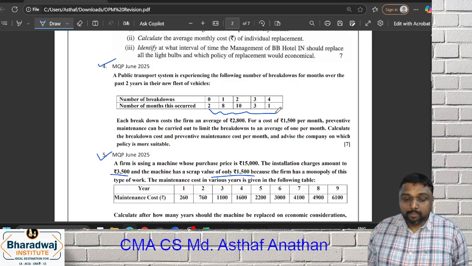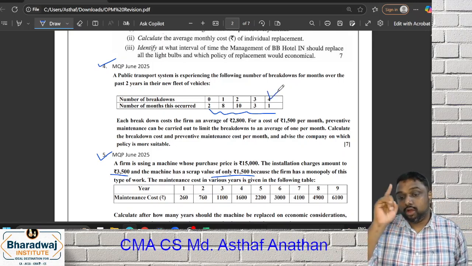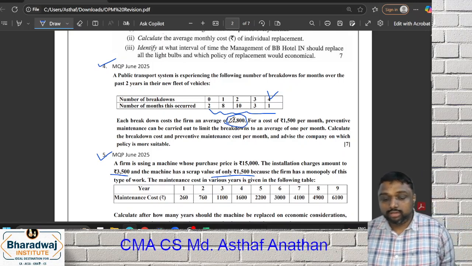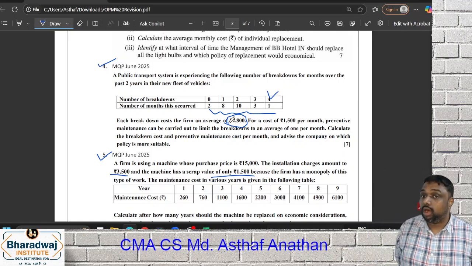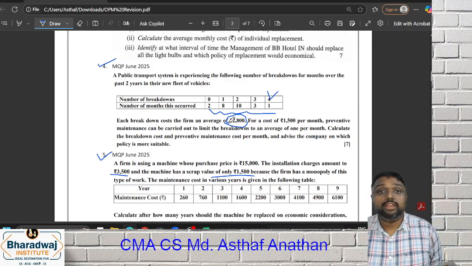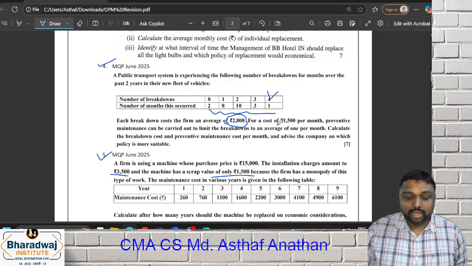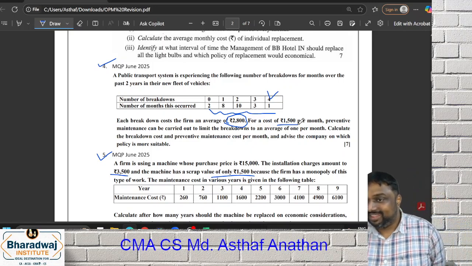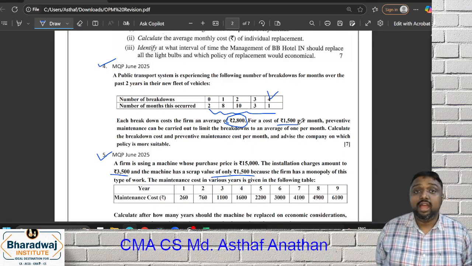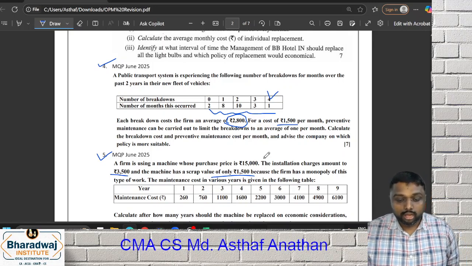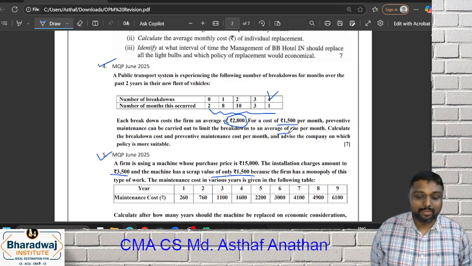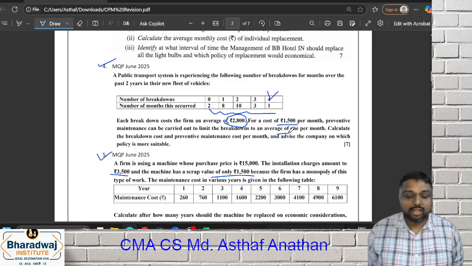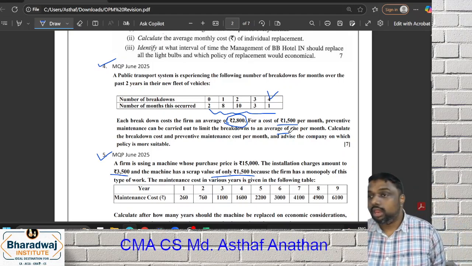See, look here, in some months you get even four breakdowns. If four breakdowns have happened, for each breakdown you have to incur 2,800, so you will incur around 11,200 rupees for breakdowns. It's a very huge amount. So the company is thinking, why not go for preventive maintenance? We know precaution is better than cure, correct? So you take it up first, but that doesn't guarantee 100% no breakdown. You will still have breakdowns, but they will come down to only one, so the amount is only small. Calculate whether breakdown or preventive maintenance is best, and advise the company which policy is more suitable.